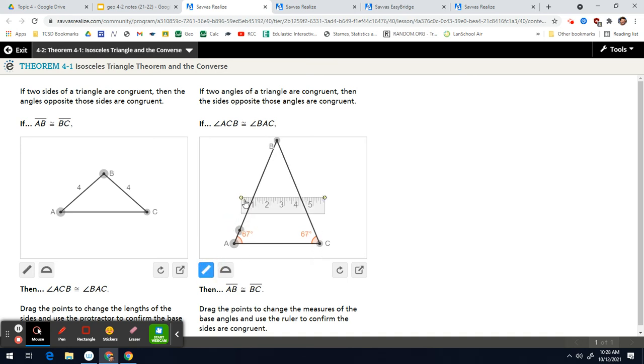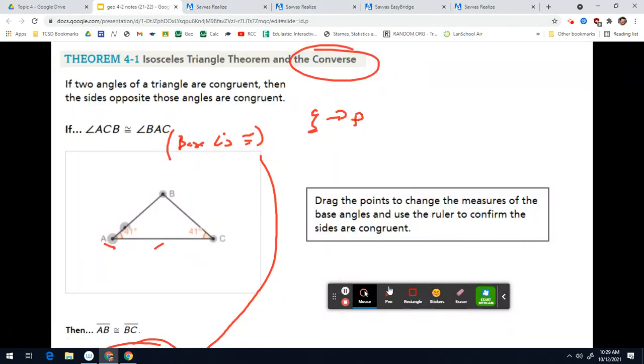And now if I take the ruler and I measure A to B, 7.5, between 7.5 and 8. And then if I bring it over here to C, same thing. Here's 7.5, a little bit between 7.5 and 8. So they're congruent. Notice the base down here, this bottom side, is not congruent. It's only 5 or 6. Okay, so be aware of that. So there's those two theorems.